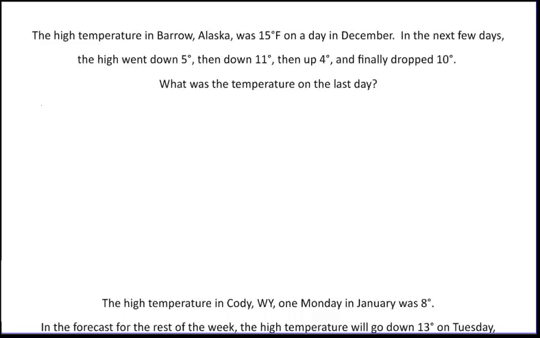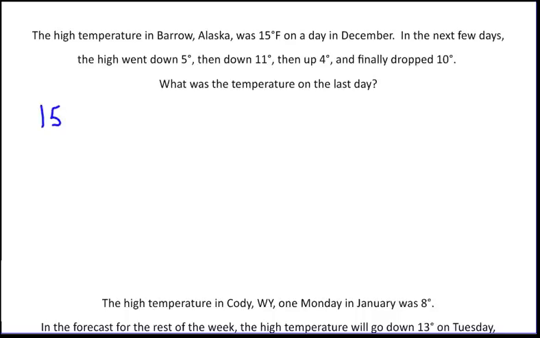The high temperature in Barrow, Alaska was 15 degrees on a day in December. In the next few days, the high went down 5 degrees, then down 11 degrees, then up 4 degrees, and finally dropped 10 degrees. What was the temperature on the last day?